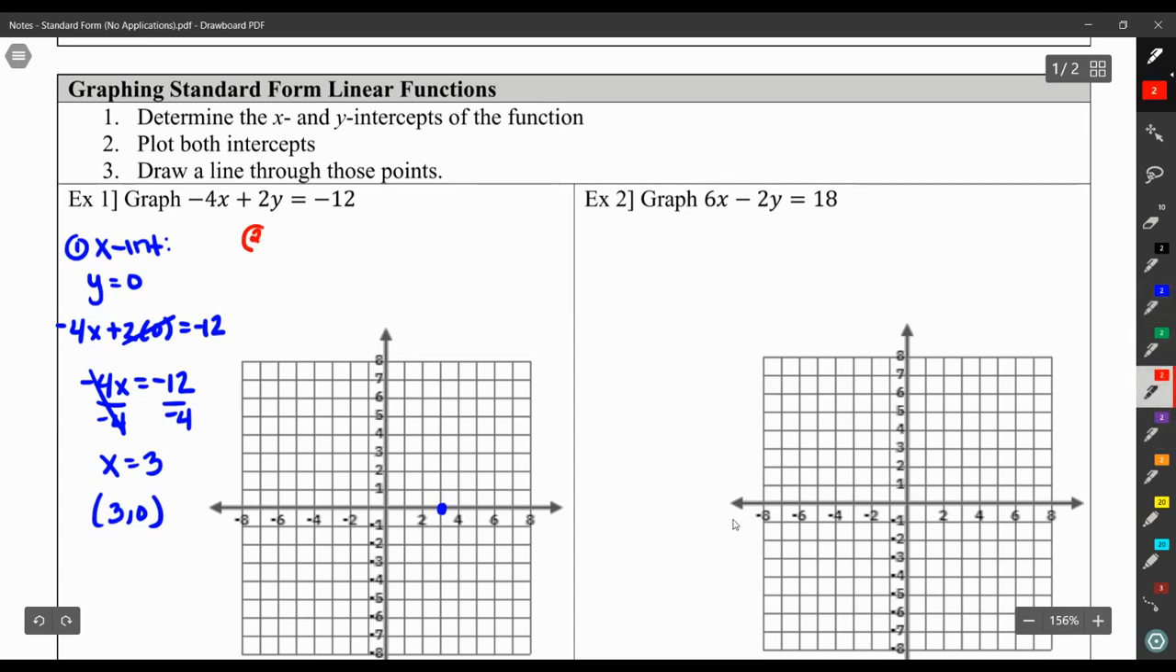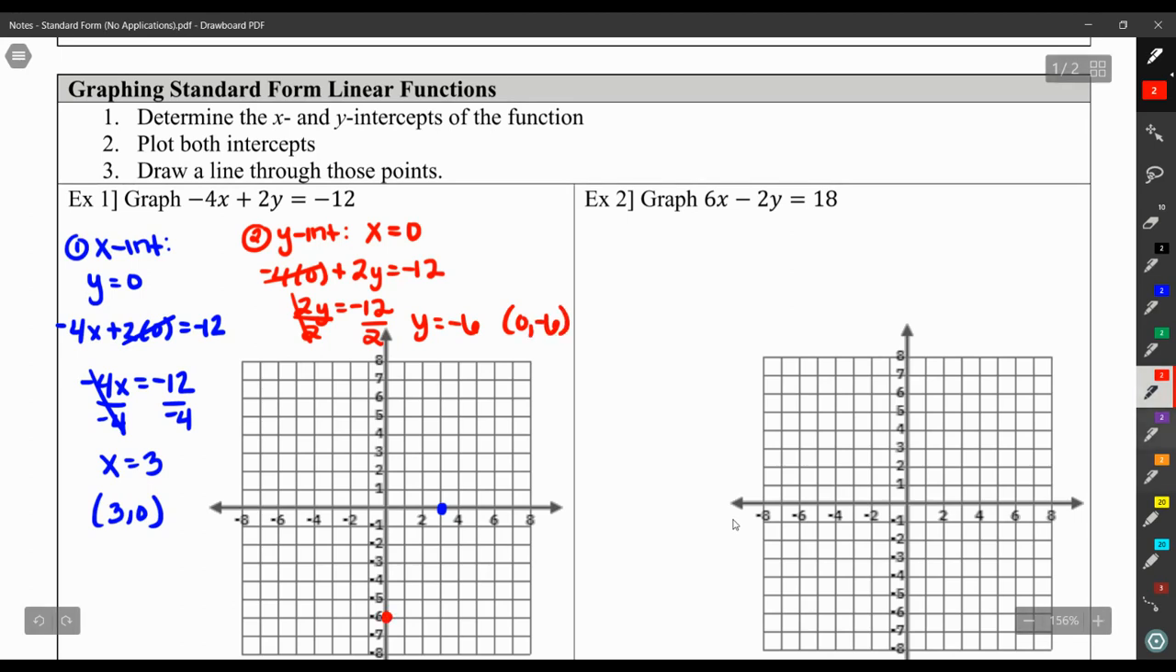So step 2 is to find the y-intercept, and we're going to do that by plugging in x is 0. So -4 times 0 plus 2y equals -12. -4 times 0 is 0, so 2y equals -12, and to get y alone, we divide out the 2. And so y is equal to -6. So the coordinate we're graphing is (0, -6). Now that we have 2 points, all we need to do is create a line through those 2 points and put arrows at the end, and that will be our linear function.